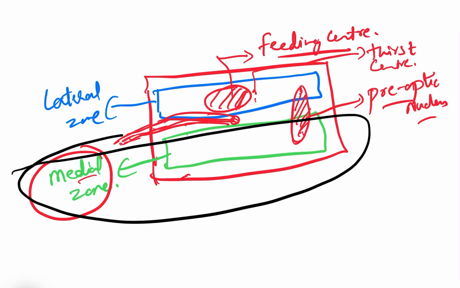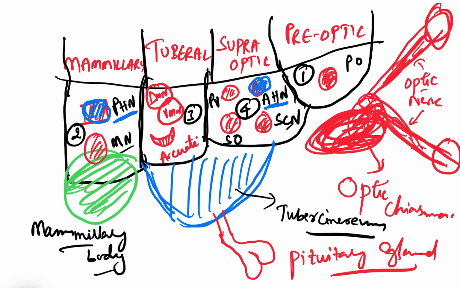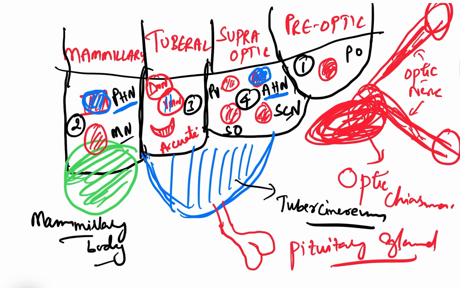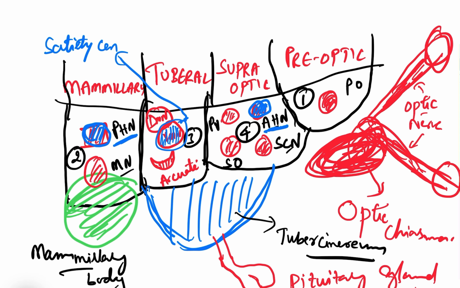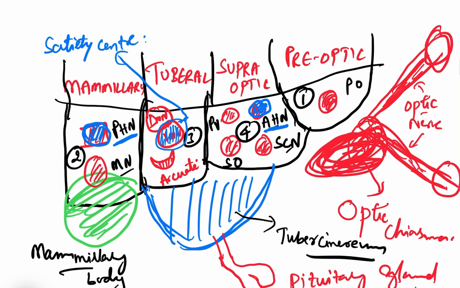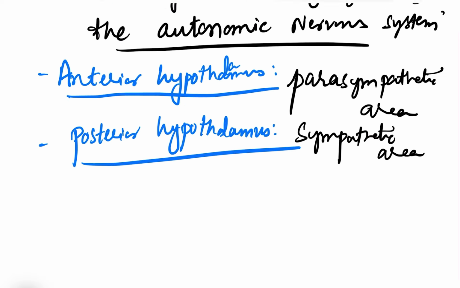You can see the lateral part is the feeding center. And again I am highlighting with the blue color the ventromedian nucleus here in the tuberal region, with the blue line. So this is the satiety center. That's why I have stressed so much on describing the various nuclei. With the help of these two nuclei, it will control the food intake, that is regulation of food intake.